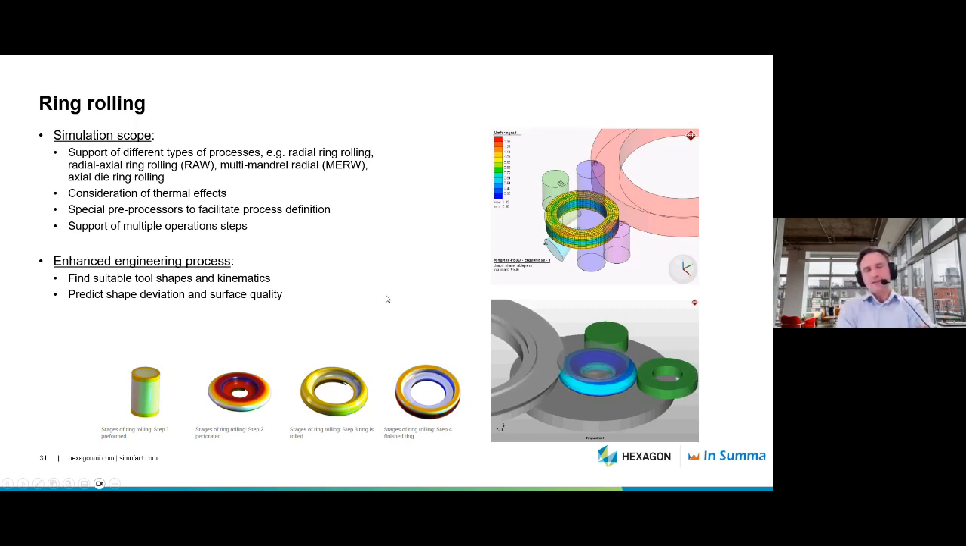The typical gains you, as an engineer trying to design any manufacturing process, can get here are similar to the previous one. Again, you can evaluate all sorts of concepts and look at the quality of the final part.